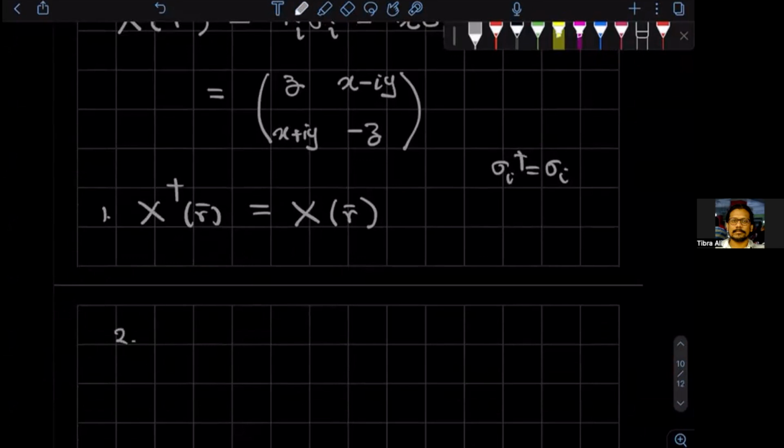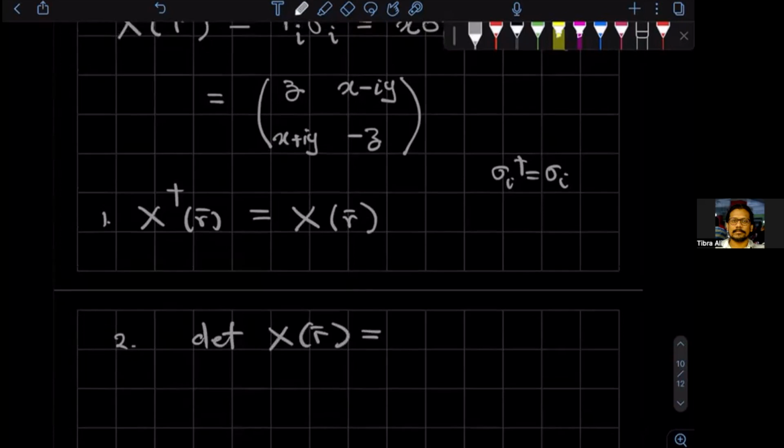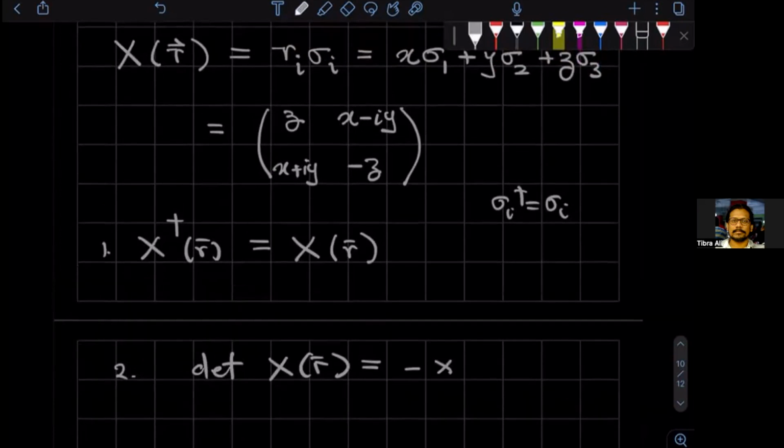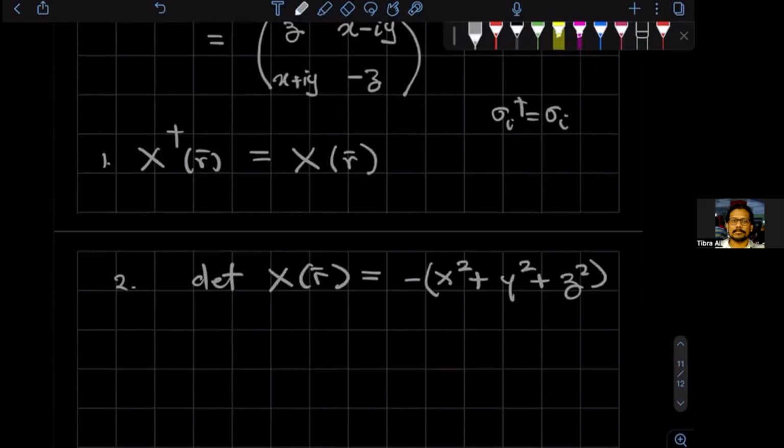Number two is that if I look at the determinant of X of R, what do I get? I get minus, within brackets, x squared plus y squared plus z squared. In other words, the determinant of X gives me the minus mod squared of the vector R. Okay, is this clear? Yes, sir.